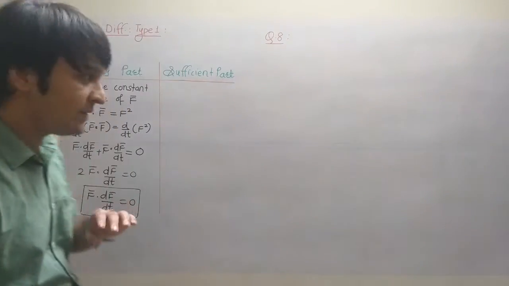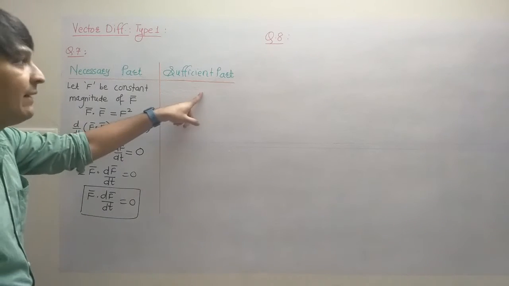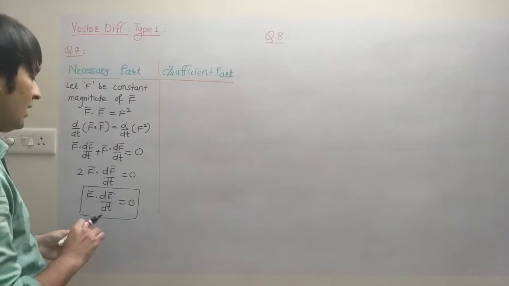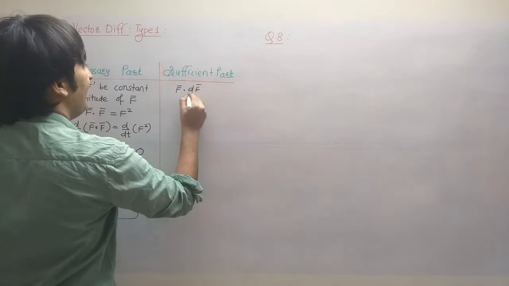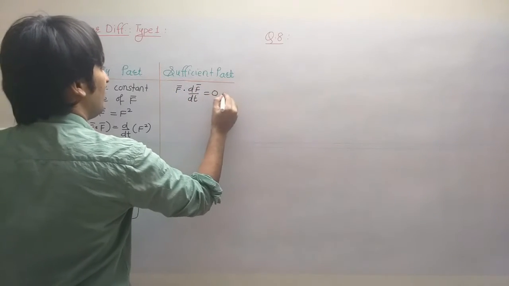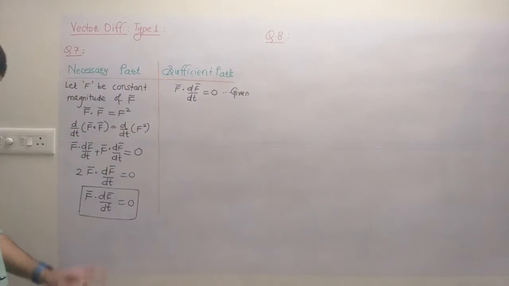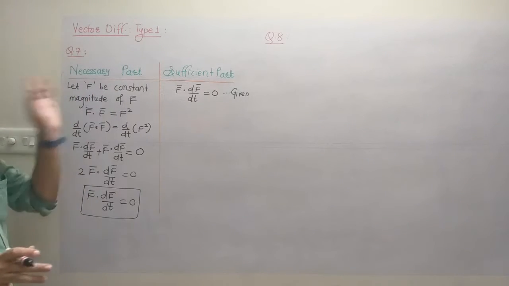Now the converse. What was given? f is constant, prove this one is 0. Now this will be given, and we prove f is constant. Exactly opposite. So f bar dot df bar by dt is equal to 0, and this is given. Remember this one. What we want to prove is that f is constant. How? Check this.